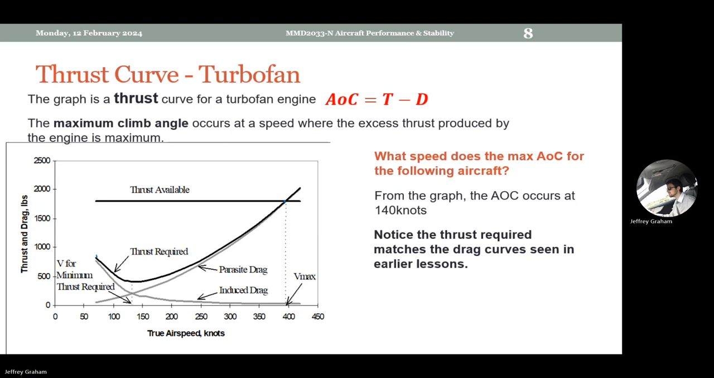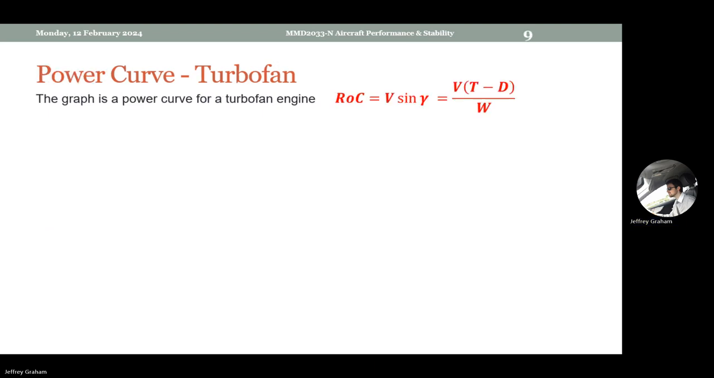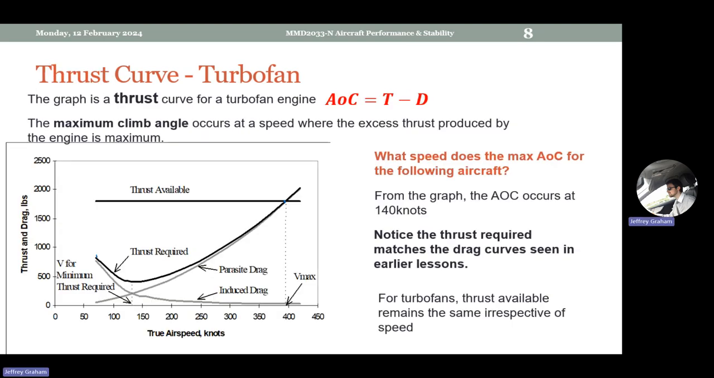Right. For a power-rated engine, so this is your turboprop primarily, you can get very similar graphs. But rather than thrust available, it will be power available. Now, just to avoid confusing things, this is for a turbofan, this particular graph.